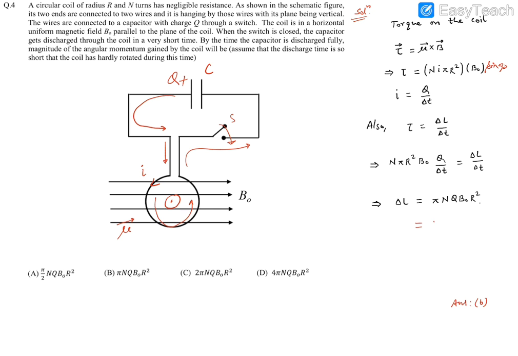Now this is the change in angular momentum. The initial angular momentum was 0, so this is also going to be equal to the final angular momentum. That means this is the angular momentum gained by the coil during the time interval in which it discharges completely. If you look at the options, you'll find option B will be the most suitable one. Hence B will be the right response.